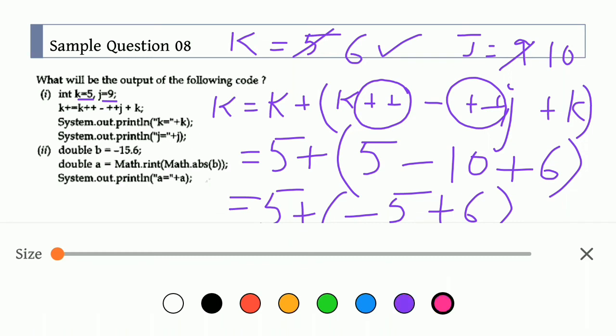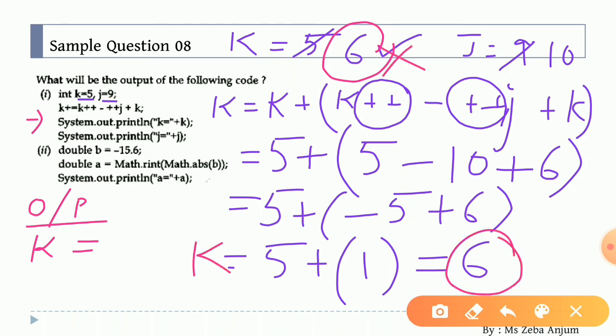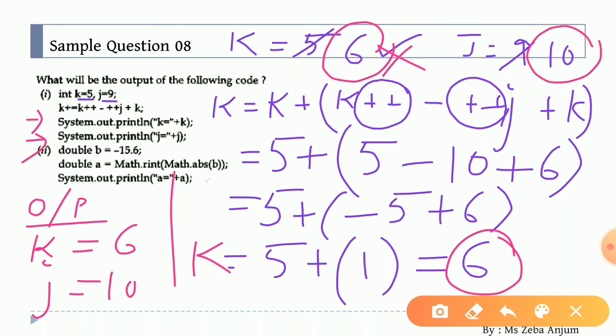Now see the output portion. Output we are writing over here. See this line, k equals to plus k. So the constant portion, that is k equals to, and the value of k, updated one, it is 6. It is also 6. Okay, so k equals to 6 we are having. And then see the second portion, system.out.println j equals to plus j. So firstly write down the constant part, then the value of j, that is the updated one, it is 10. So this is the output, 6 as well as 10 for the first part only.